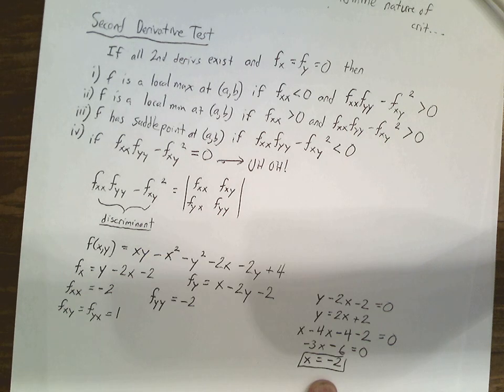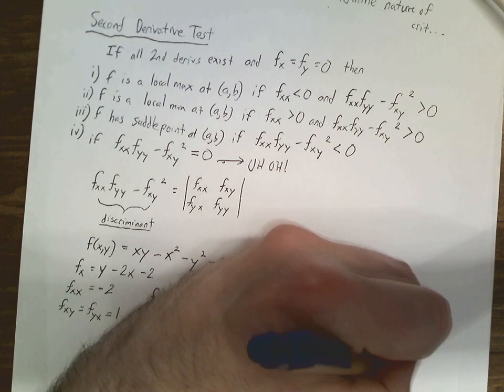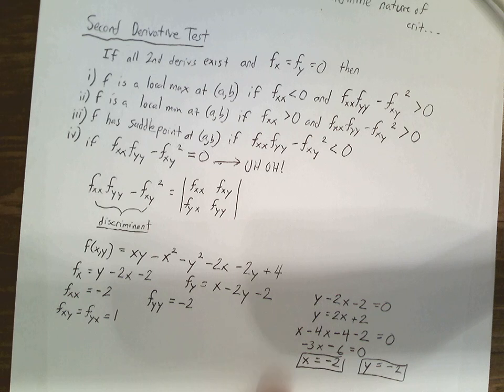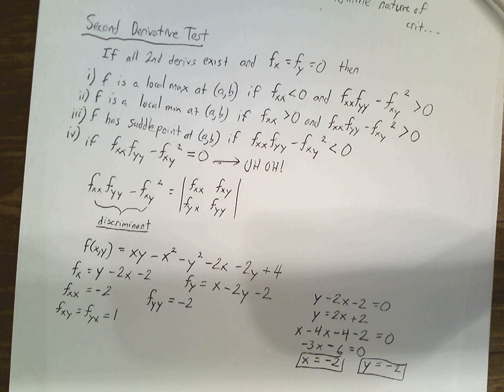If x is equal to negative 2, then that means that y will also be equal to negative 2. Plugging that back into my expression for y, I get negative 4 plus 2 equals negative 2. So at the point negative 2, negative 2, there should be an extreme point.